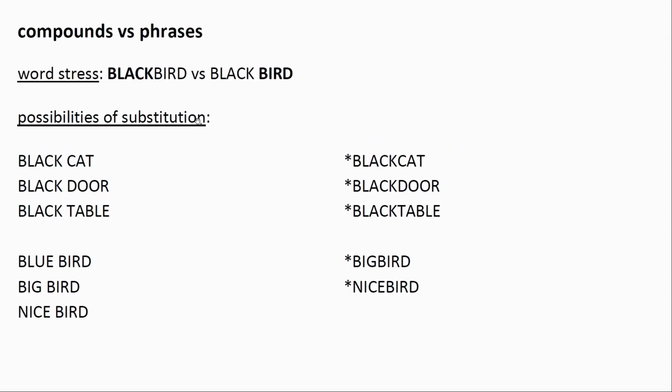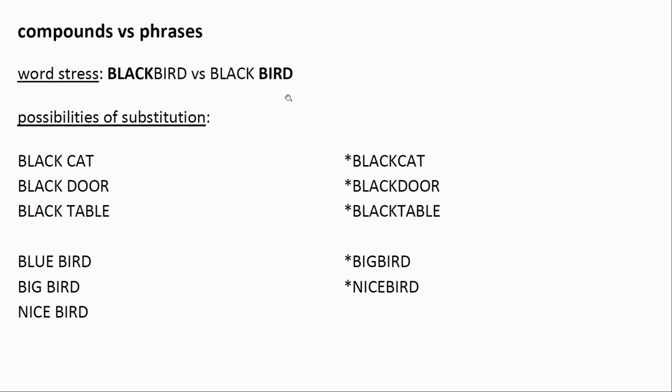There is often a difference in word stress as well. Compare the compound blackbird and the phrase black bird. In the former, the first syllable is stressed, blackbird, whereas in the latter, the second word is stressed, black bird. Another difference between compounds and phrases lies in possibilities of substitution. There are none or hardly any in case of compounds, whereas with phrases they are practically unlimited. Here are two examples again, blackbird and black bird.